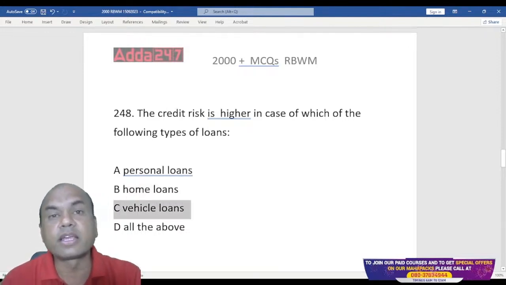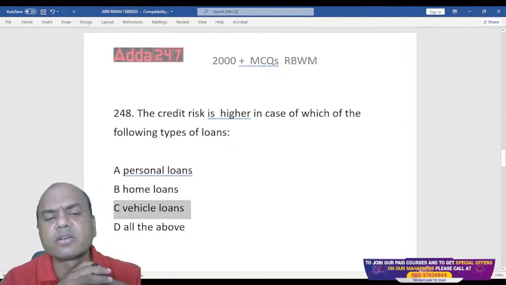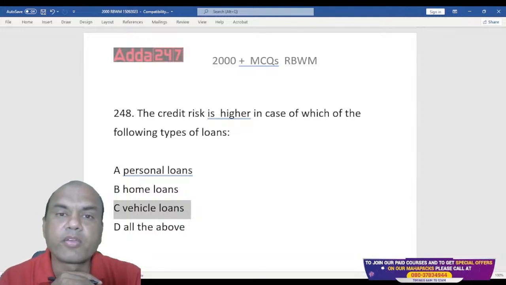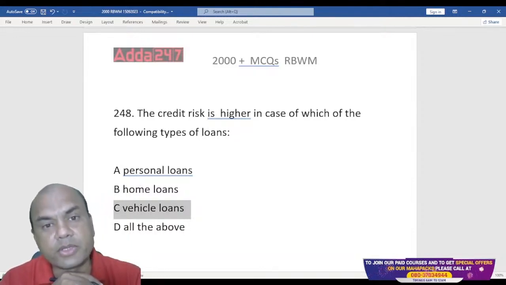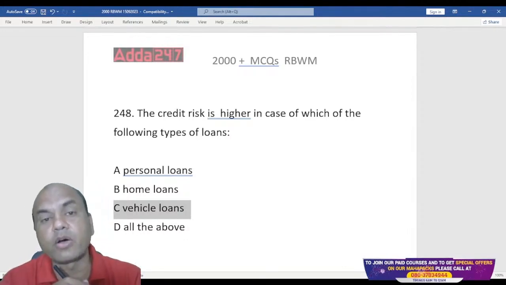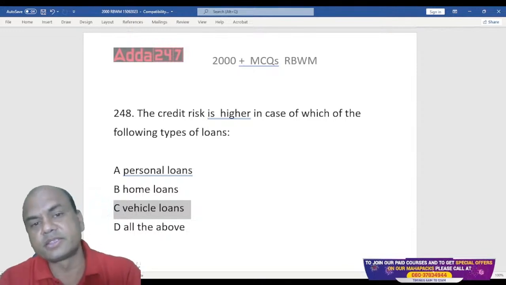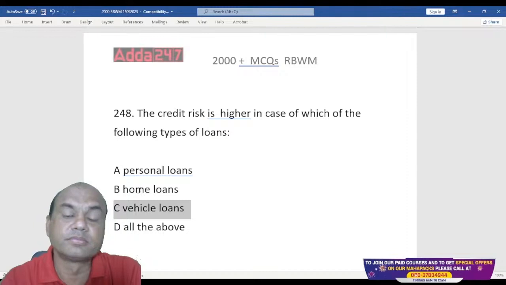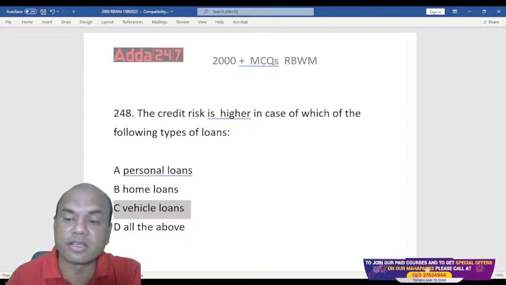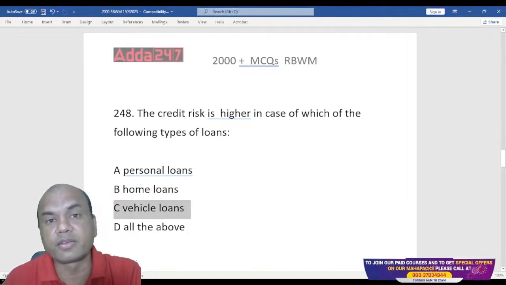In case of vehicle loans, tell me one thing: what is done to the vehicle? Is it mortgaged, hypothecated, or assigned? Type in the comment section, everyone. It is hypothecated. A vehicle is always hypothecated. Home loans, the home is always mortgaged. Got it? In a gold loan, gold is always pledged. Then FD overdraft, FD is lien marked. Got it?